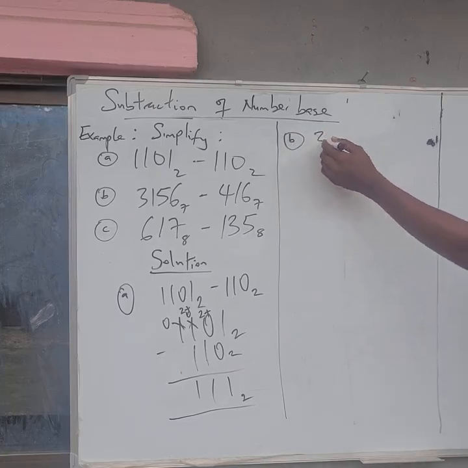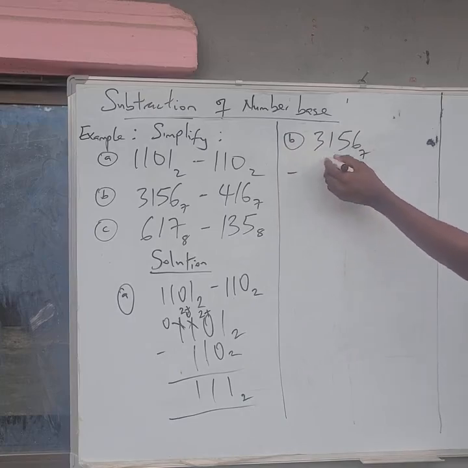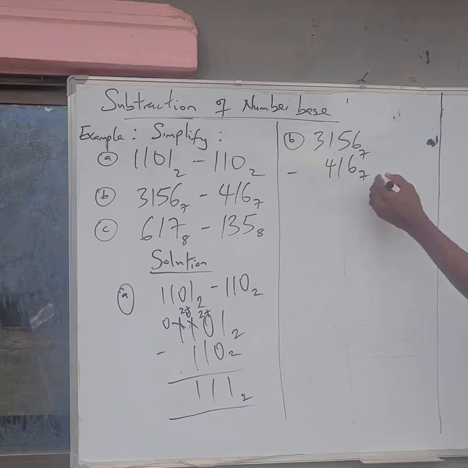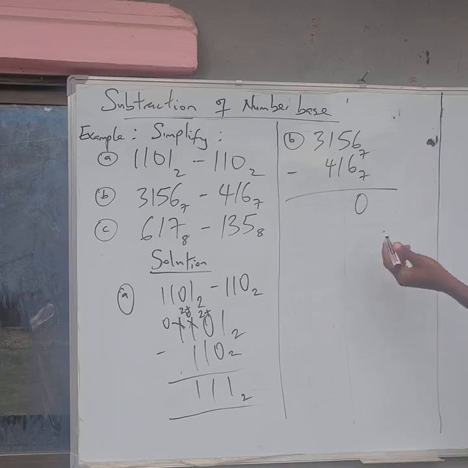We have 3156 in base 7 minus 416 in base 7. Let's subtract. 6 minus 6 is 0. You write 0. 5 minus 1 is 4. 4 is less than 7 because we're dealing with base 7. It's less than 7, so we just write it out. Now we go again.